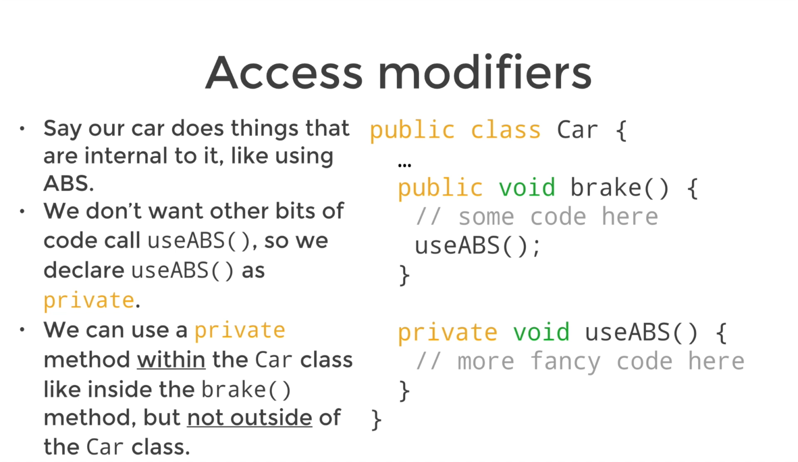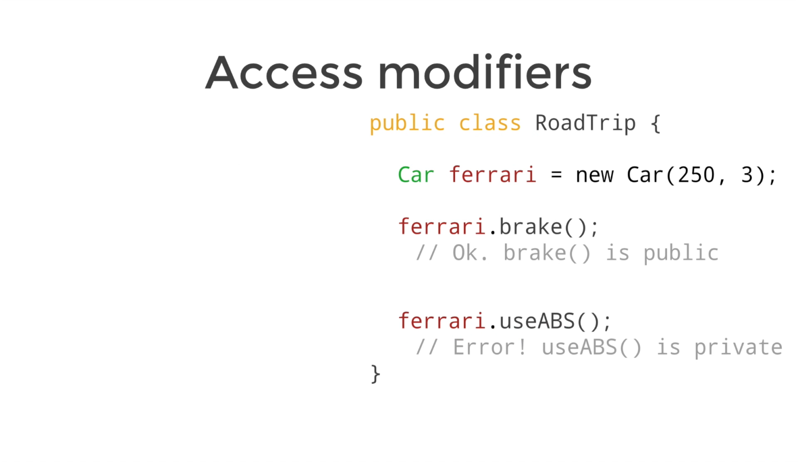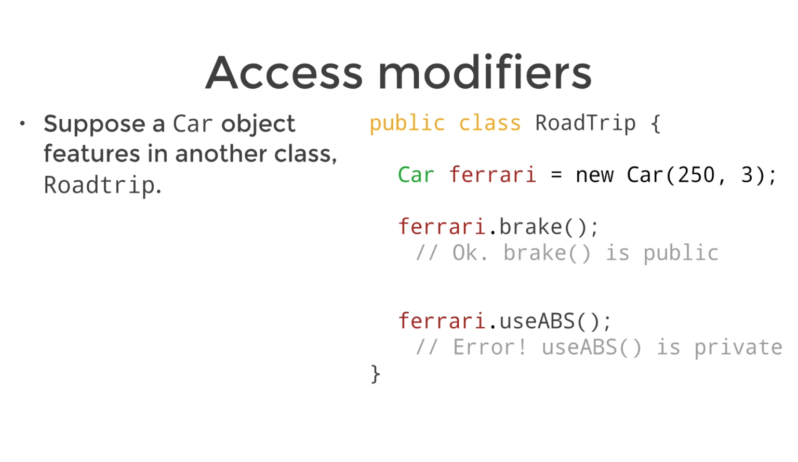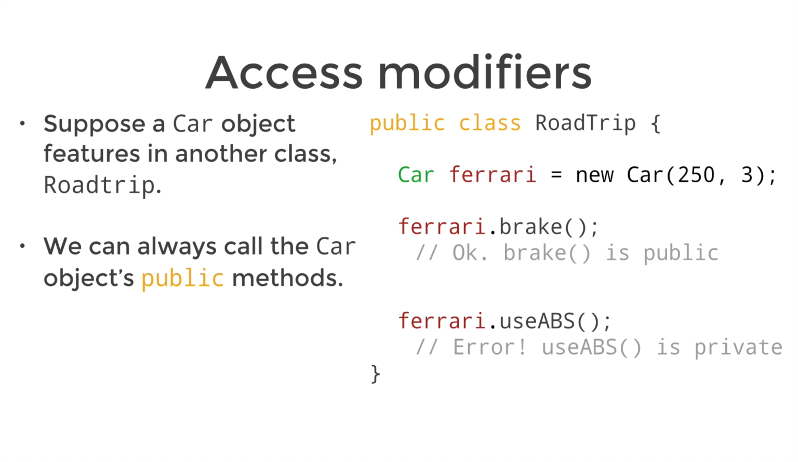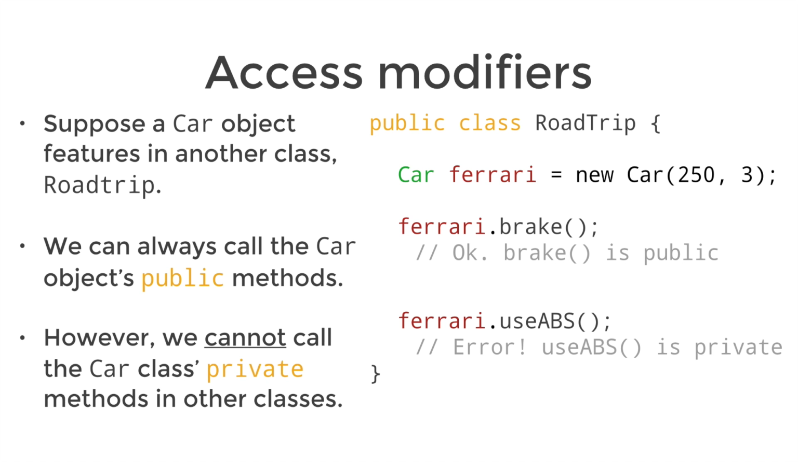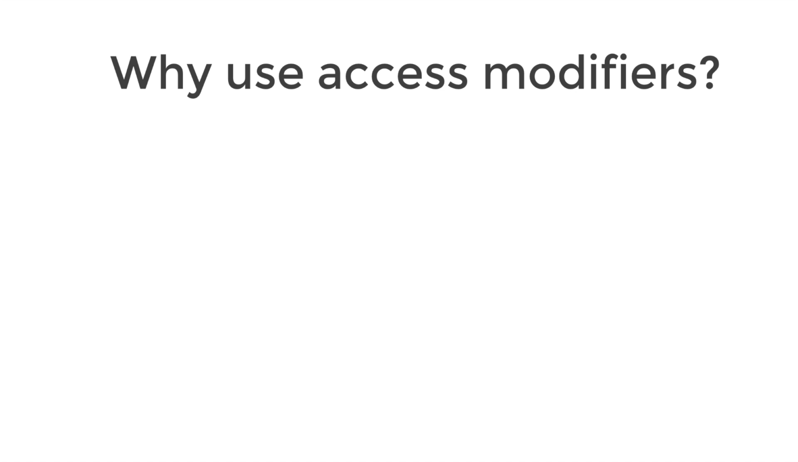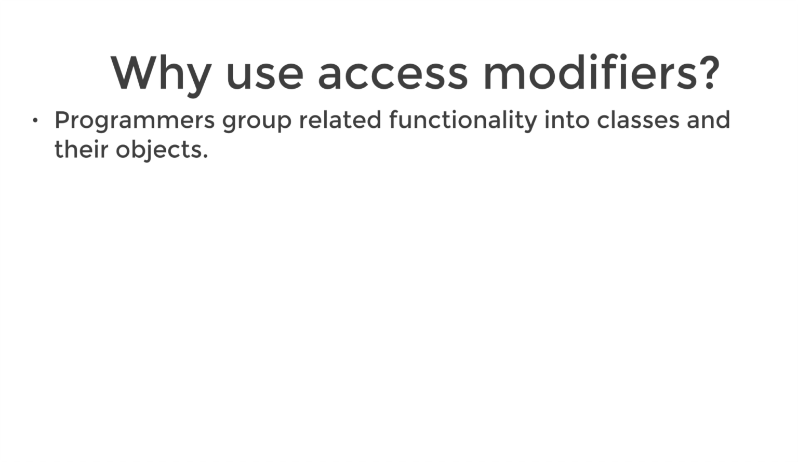For example, if we have another class called roadtrip, and in this class we are creating a new car, a Ferrari, speed 250, 3 seats, we can make the Ferrari brake. We can call brake on Ferrari, no problem, because brake was declared public inside the car class. However, we can't call useABS on the Ferrari object inside roadtrip because useABS is internal to car and we've declared it private. So why are access modifiers important?